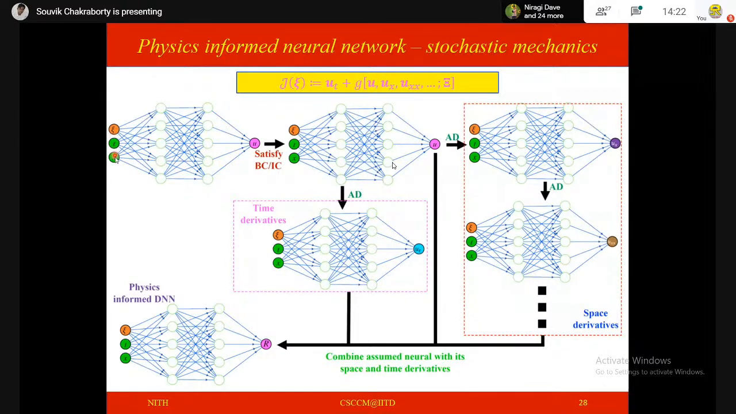So previously x and t were the inputs. Now the random parameter is also an input to the neural network. And the neural network will give me u. I will satisfy the boundary condition, do automatic differentiation to compute the derivative with respect to t. So this is the time derivative. Do automatic differentiation to compute the derivative with respect to space. Combine all of those, and that will give me the residual of the system. And if you minimize this residual, you have a neural network which is directly giving you the limit state function.